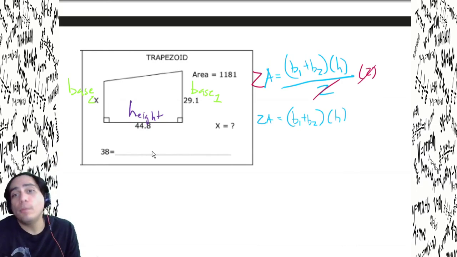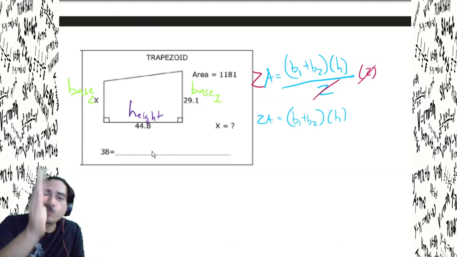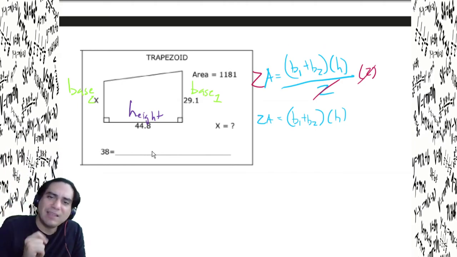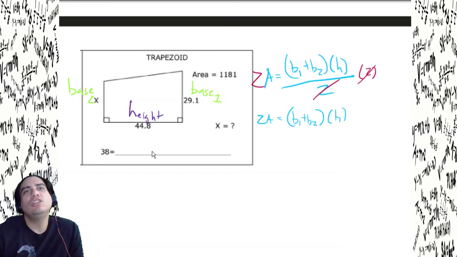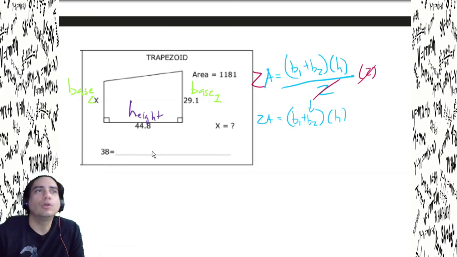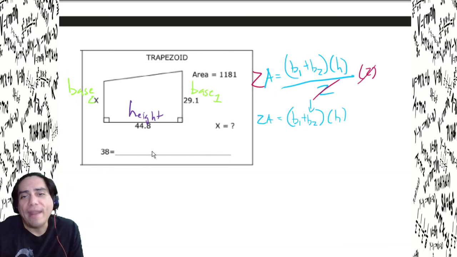Now, before, remember when we moved base 1 and base 2 over at the same time? We moved it from the right to the left at the same time. Well, we can't do this yet, because we're not looking for both bases. We're only looking for one of them. So what we're going to have to do is undo that height first, okay?